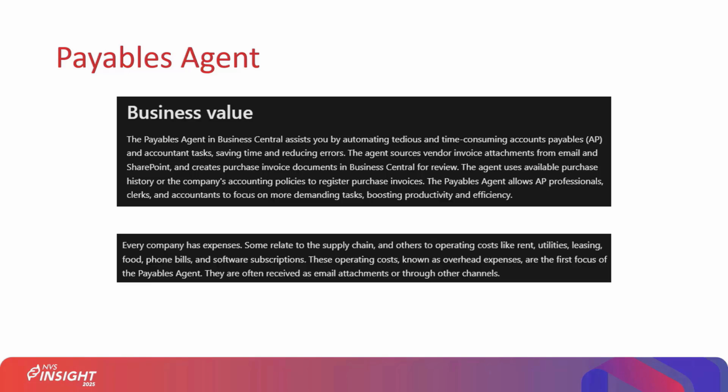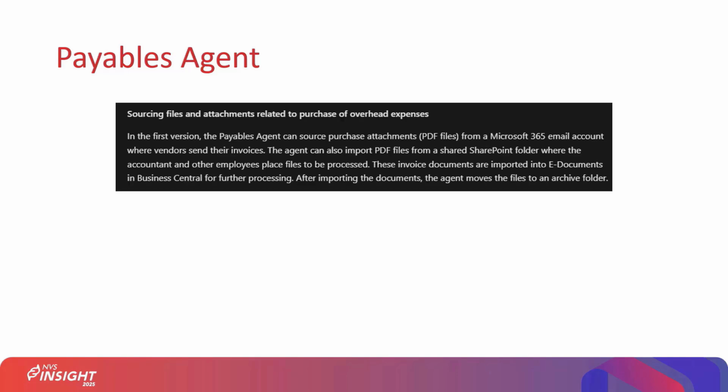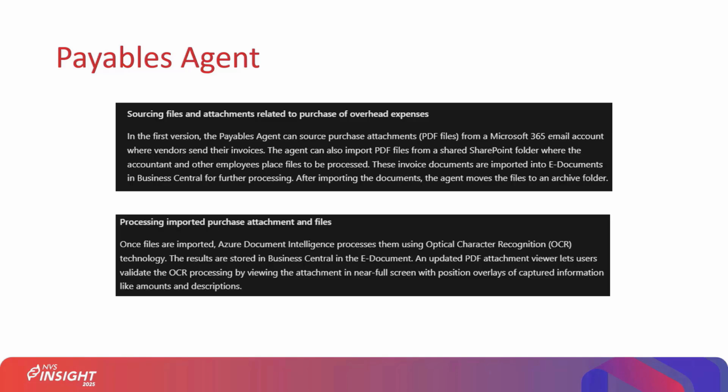Here we can see that the payables agent's first focus is operating costs or overhead expenses. The way that the payables agent will work is it will source files and attachments related to these operating or overhead expenses. The way that the agent can get those documents is by specifying either an email and the agent getting the attachments, or the agent can actually import PDF files from a SharePoint folder where invoices can be put for processing. This payables agent and this functionality will utilize the eDocuments module of Business Central. OCR will also be utilized with this payables agent.